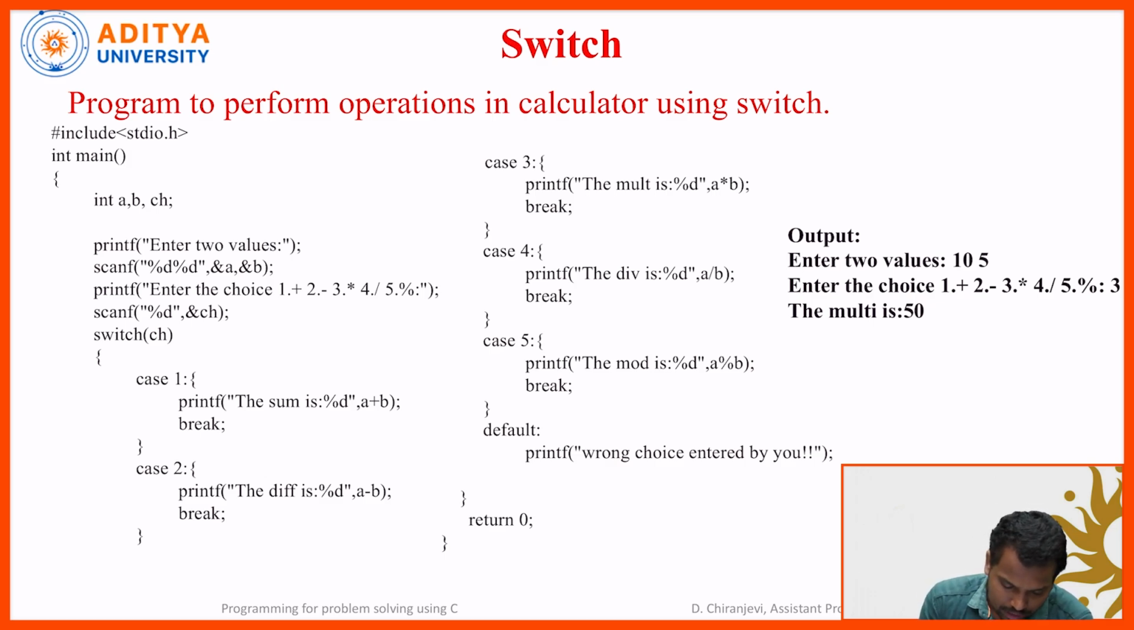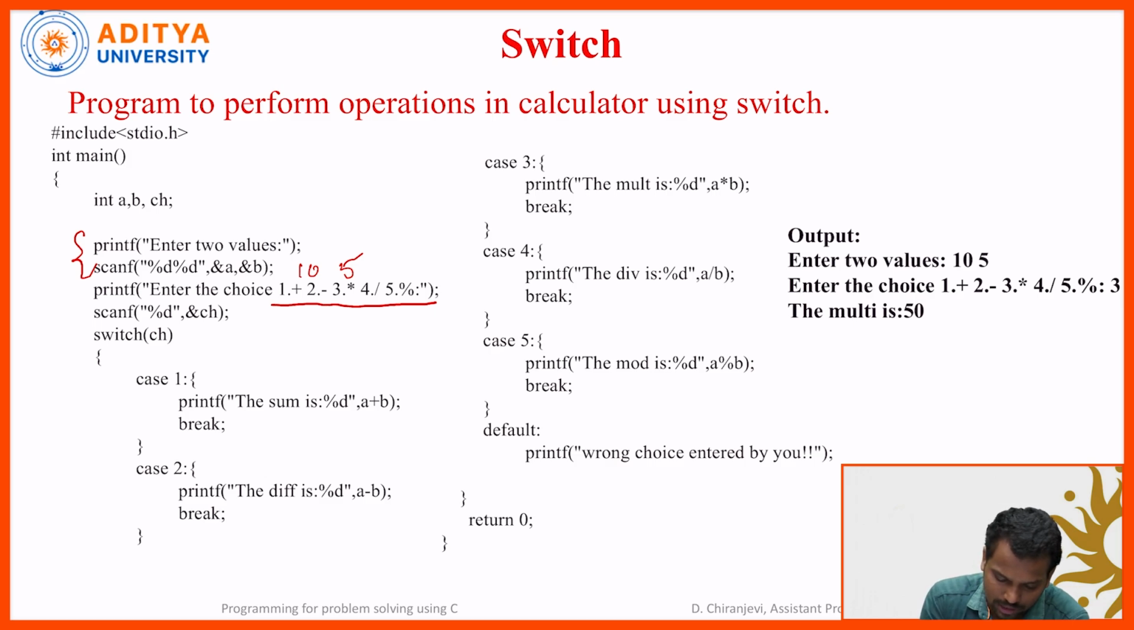Now if you see here, first of all the user reads two values because he is performing calculator operations, like addition, subtraction, multiplication, division, modulus. So the user reads two values first here. First he has printed a message, then he reads two values. Let us say the input given is 10, 5. Then he is reading the operation which he wants to perform.